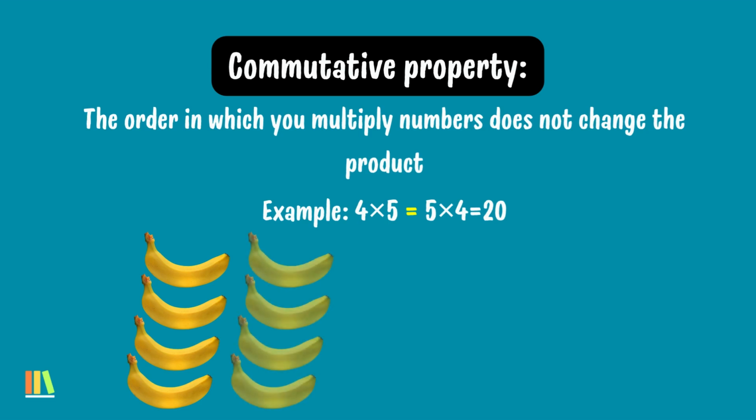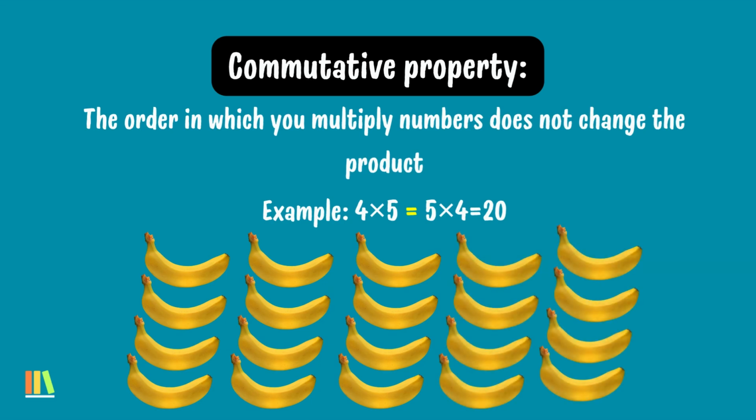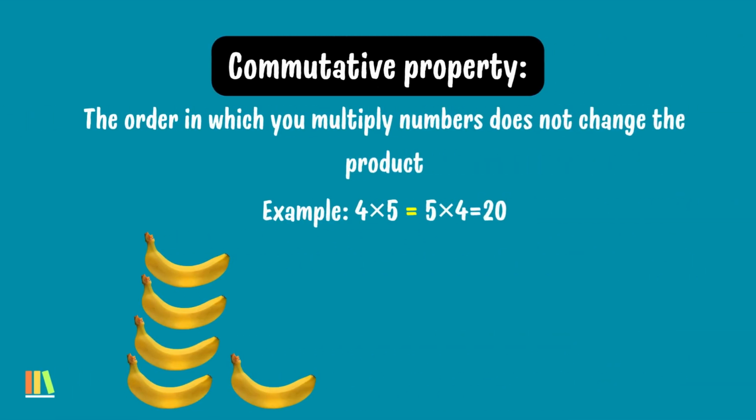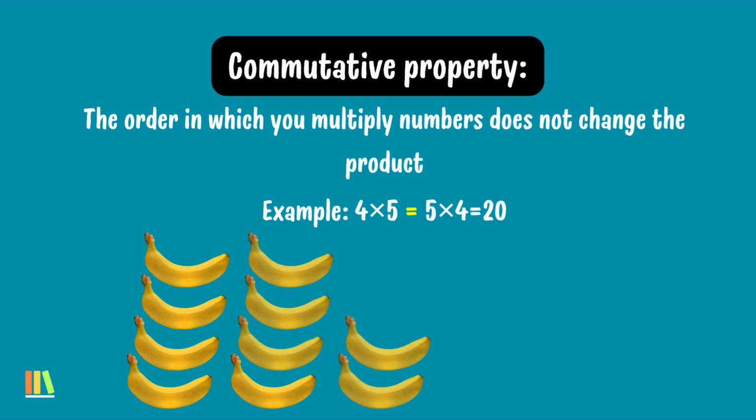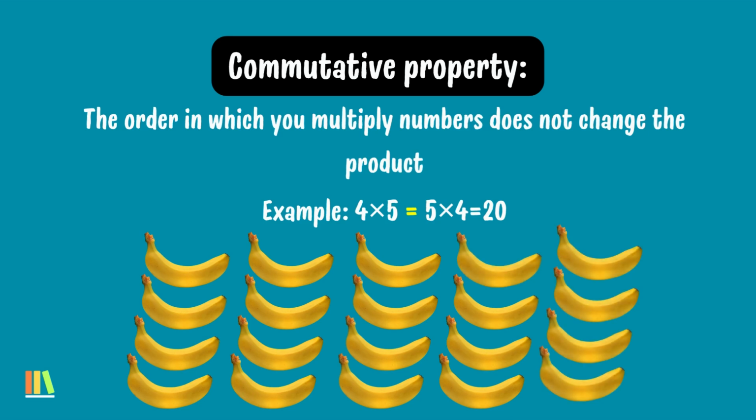Example equation, I have 4 bananas and I multiply the bananas by 5, giving me the total sum of 20. This is the same as saying, I have 5 bananas and I multiply them by 4. The total sum for that equation would also be 20 bananas.